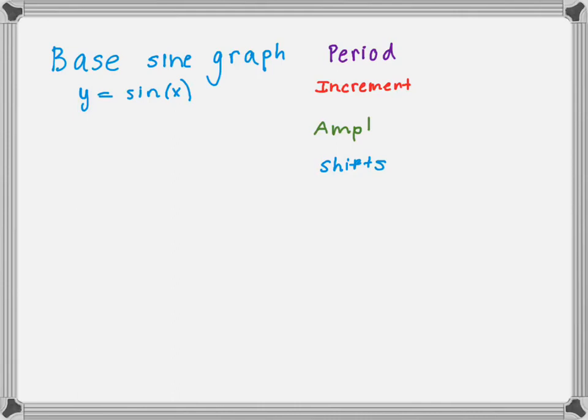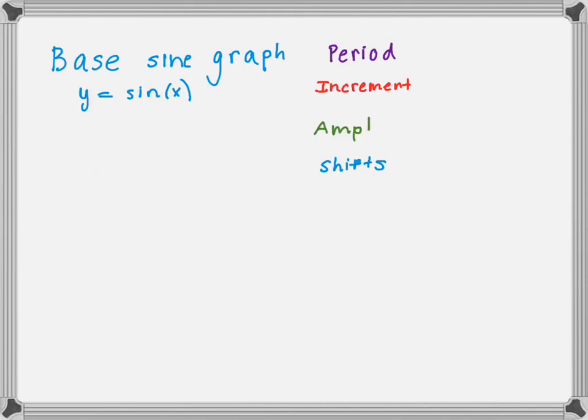So when it comes to a period, we're always going to use the formula 2 pi over k. That's going to determine the period. And we're able to find k by looking at the coefficient next to x. So here we can see that there's an imaginary coefficient of 1, so we know that k is going to be 1.